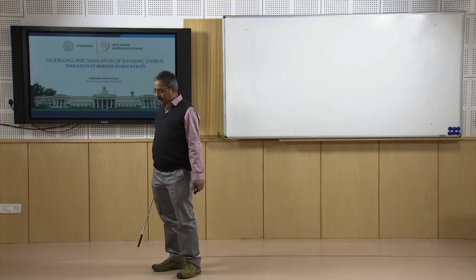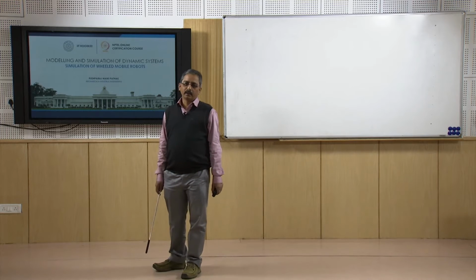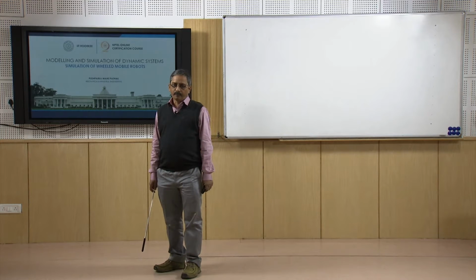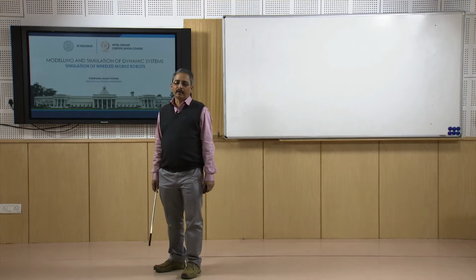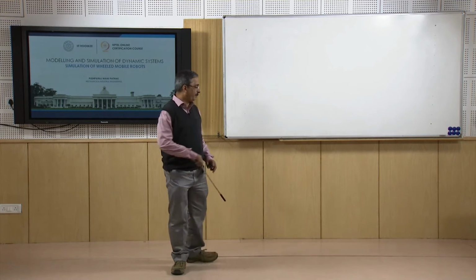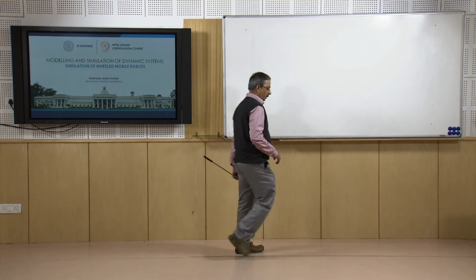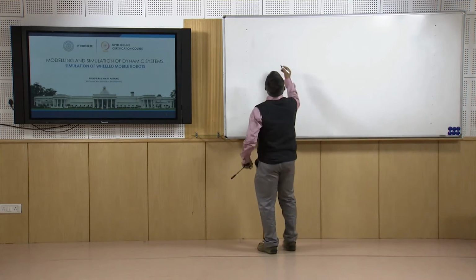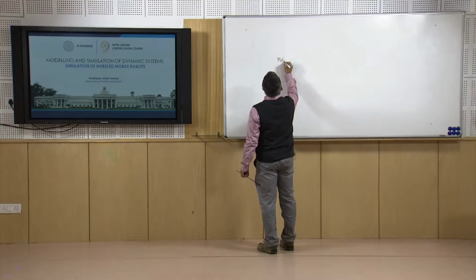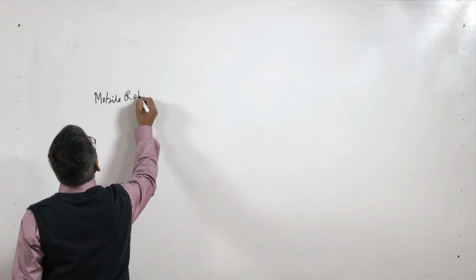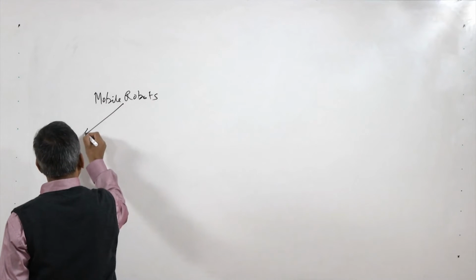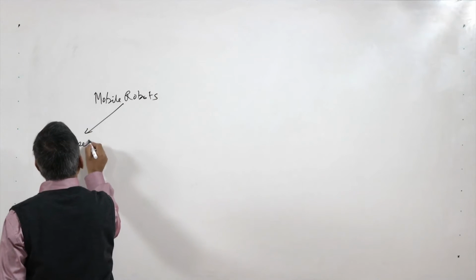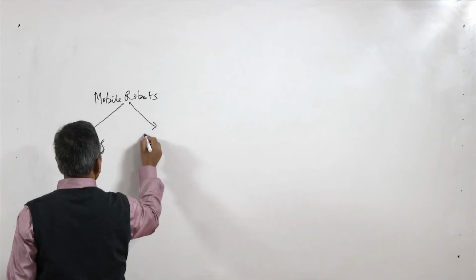So, these wheel mobile robots are part of what we call mobile robots, and under mobile robots basically there are two types. These types are, so we have the mobile robots, and these mobile robots could be wheeled and legged.